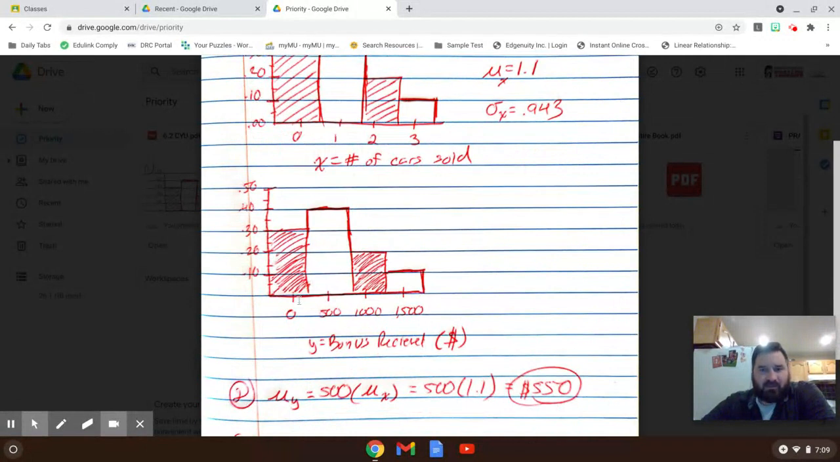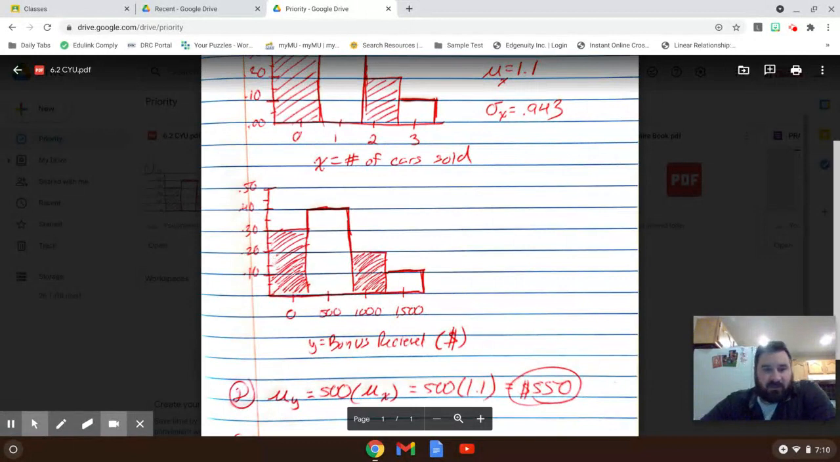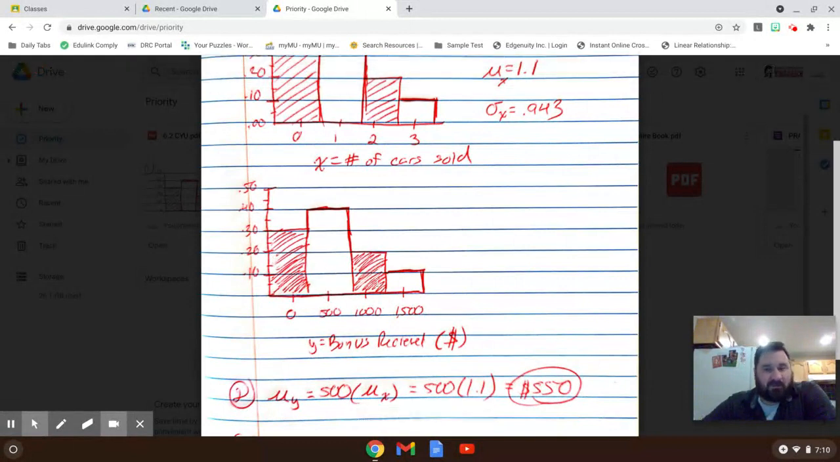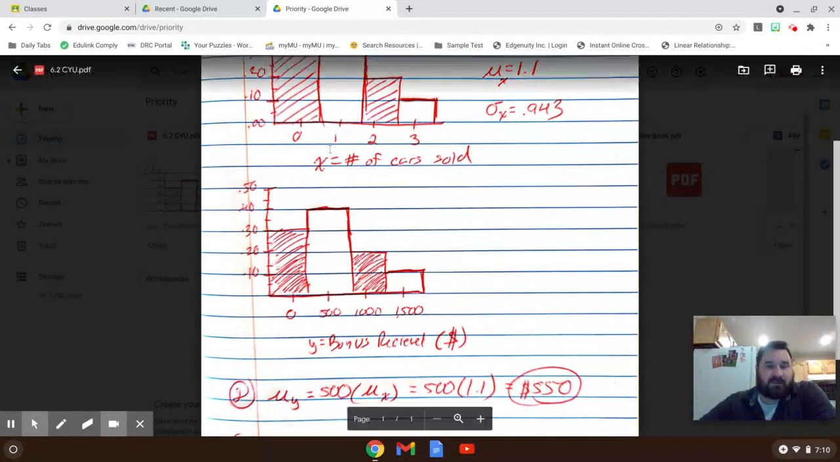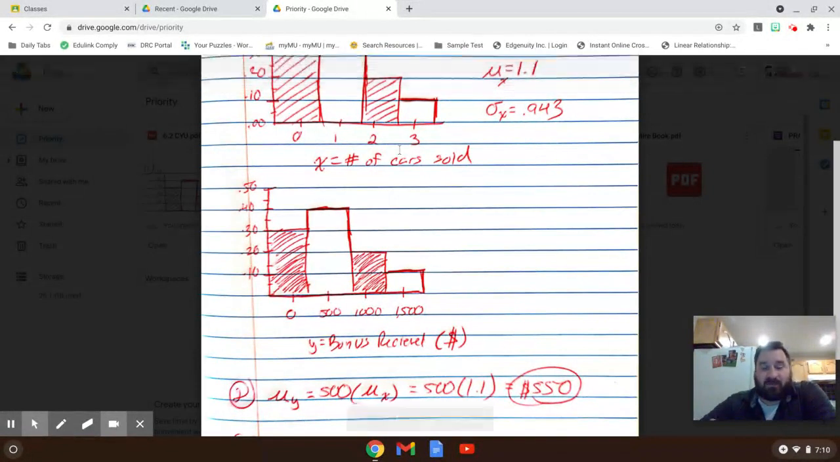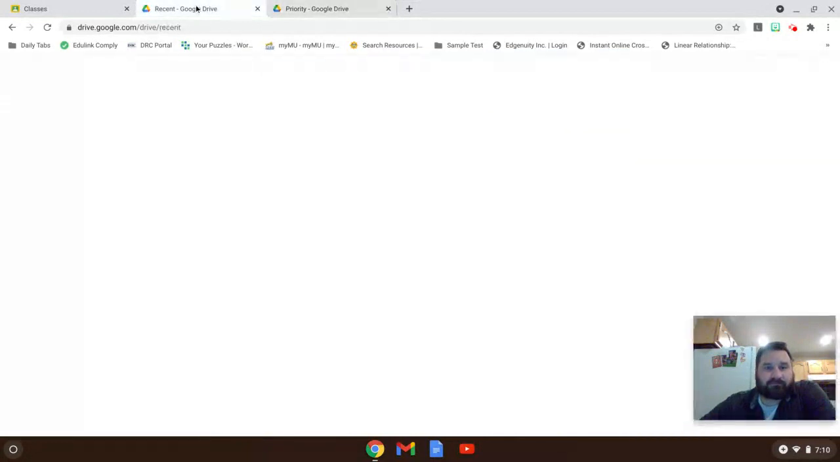Now Y, we're essentially multiplying everything by 500. So 0 cars, you're not getting any bonus. 1 car is a $500 bonus, 2 cars is a $1,000 bonus, 3 cars is a $1,500 bonus. So we multiplied everything by 500. There's our distribution: you could get $0, $500, $1,000, or $1,500. That's just the bonus multiplied by the number of cars, because it's $500 per car.